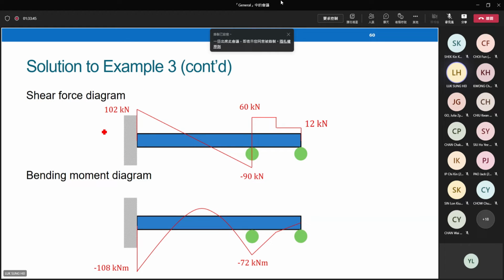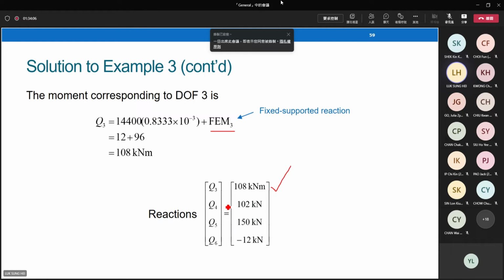Shear and moment diagrams. Please note that you have to understand the whole procedure, how to do the CBUS method. You have to be familiar with the procedures, and then solve it step by step. Find out the reactions, find out the unknown displacements, and then find out the reactions. And then you can use the reactions here to draw the diagrams. Okay.